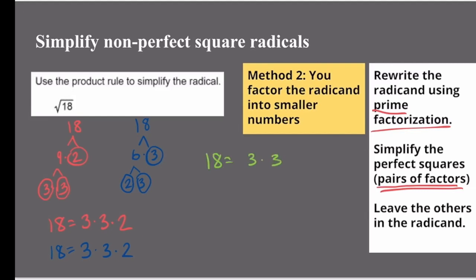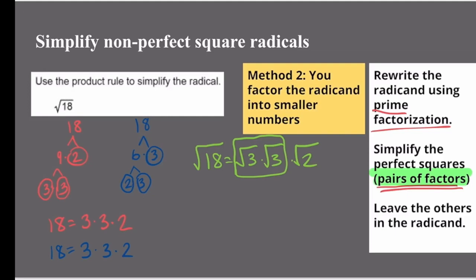3 times 3 times 2. Which means the square root of 18 breaks down into the square root of 3 times the square root of 3 times the square root of 2. Perfect squares are pairs of factors. 4 times 4, 3 times 3, 2 times 2. So if you're breaking it down this way, what you're looking for are pairs. 2 of the same factor, which we actually find right here.